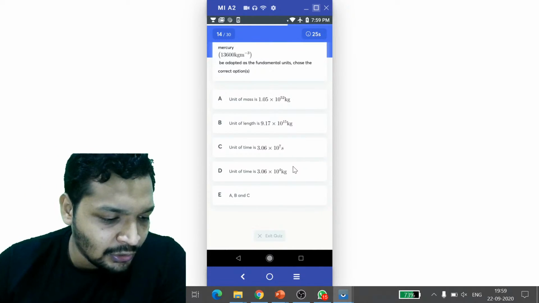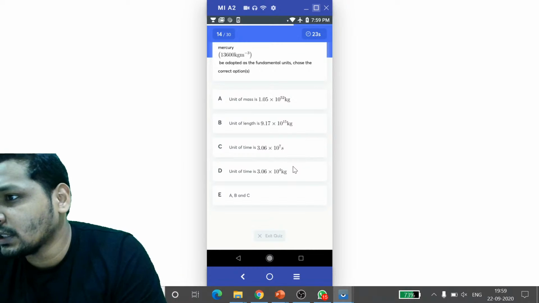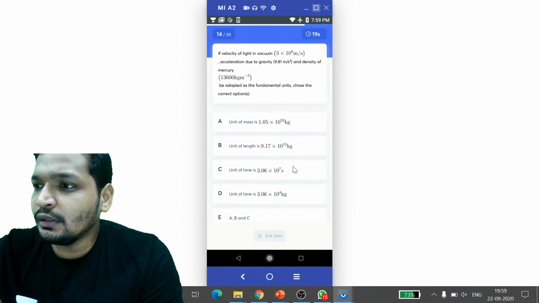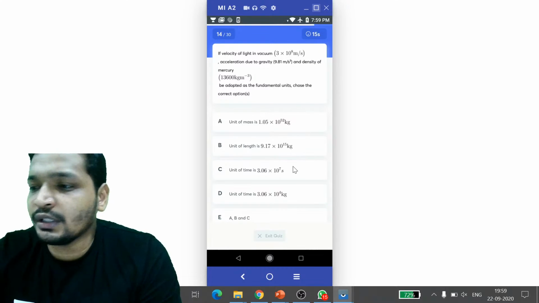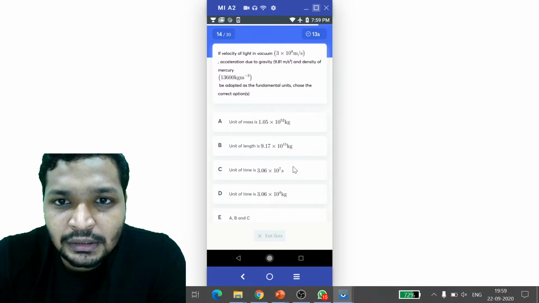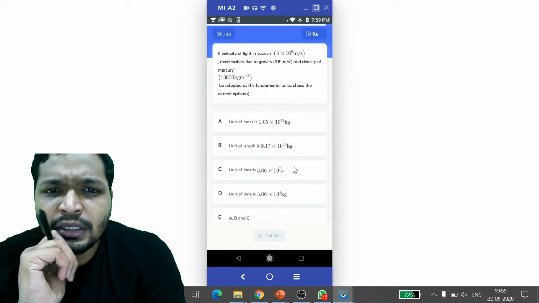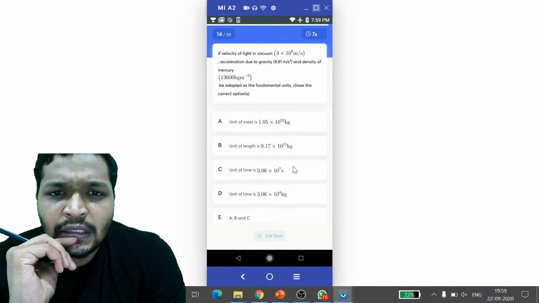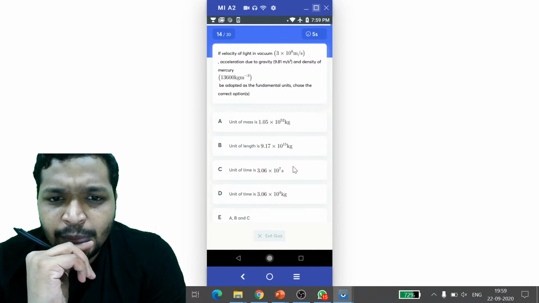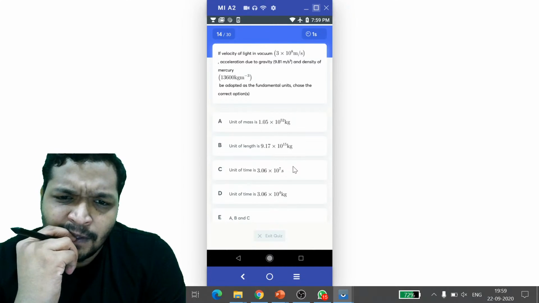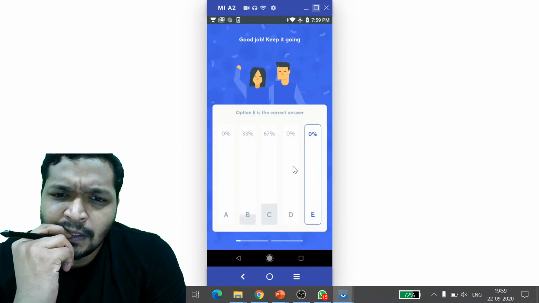And you have options until option E. Carefully notice it, guys, there are options until E in this case. And that being said, the unit of mass is how much? G, density, and I think the answer should be A, B, C.